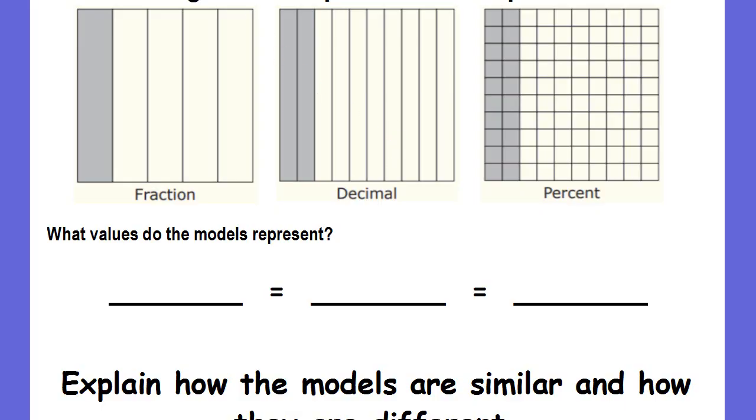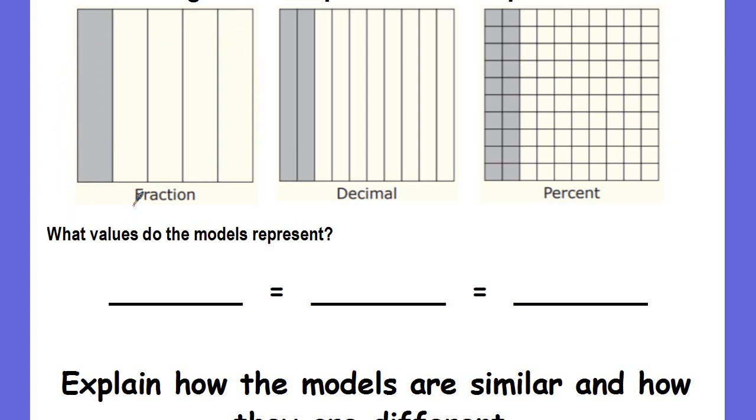Let's go back and do a quick review over what you've learned in elementary school concerning fraction, decimal, and percent. So we have three models here. We have a fraction model, the decimal model, the percent model. Each model represents one whole. And these three represent equivalent amounts. So how are they equivalent? Let's take a look.